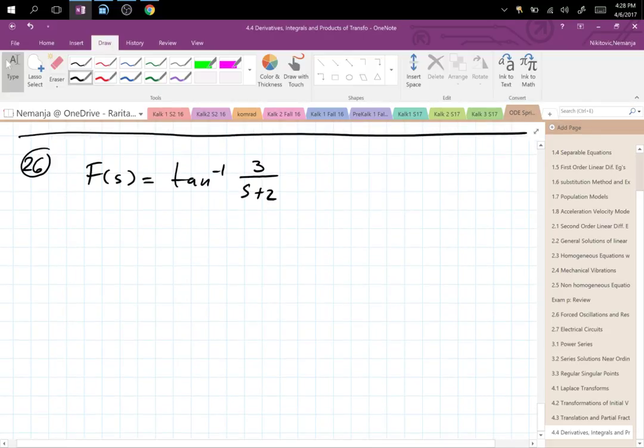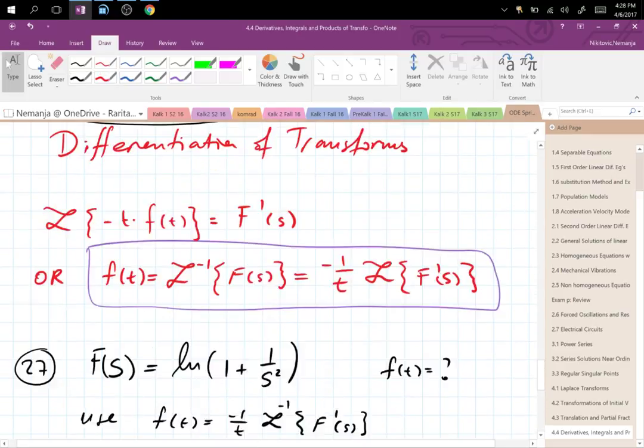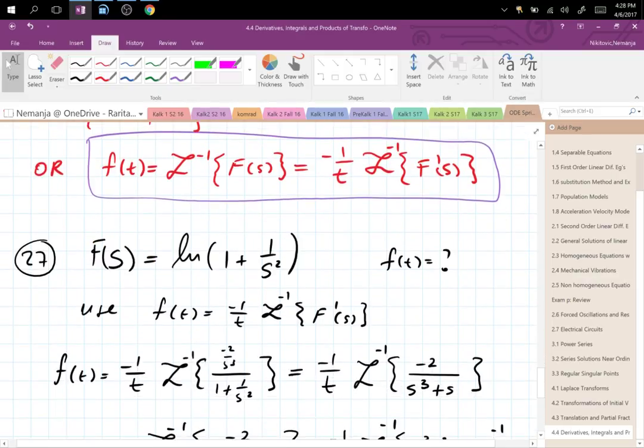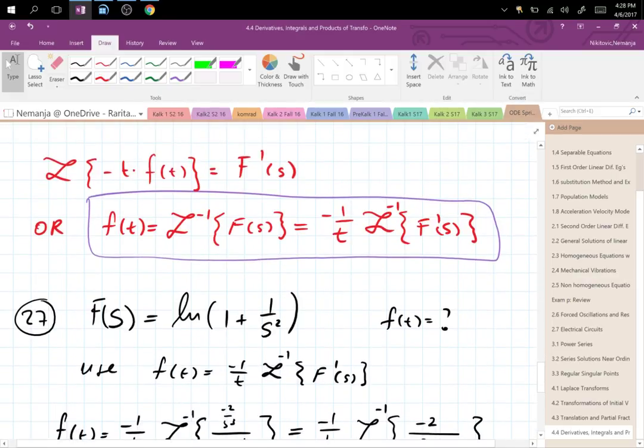3 over s plus 2. So you hit it with the formula. Did I put inverse in the formula? No, I didn't. Wow. There it is. So you immediately apply the formula. Your answer that you're looking for is equal to negative 1 over t, inverse Laplace of, and then you take the derivative of whatever you see. And you just go from there.